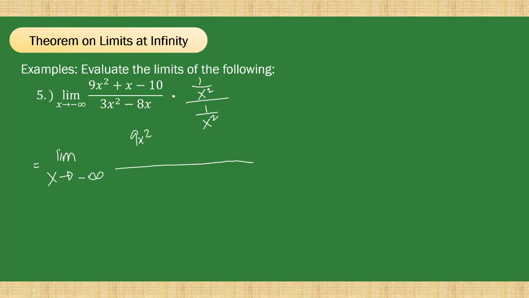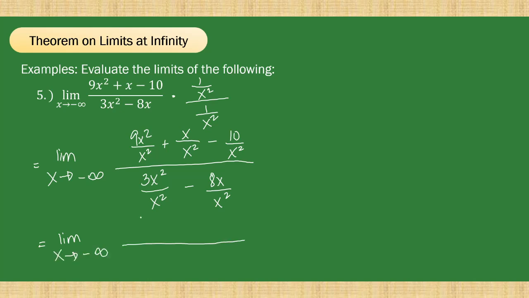This is 9x squared over x squared plus x over x squared minus 10 over x squared. For the denominator, we have 3x squared over x squared minus 8x over x squared. Simplify natin yung mga terms nandoon sa function natin. 9x squared over x squared is just 9. Matatanggal na si x squared.